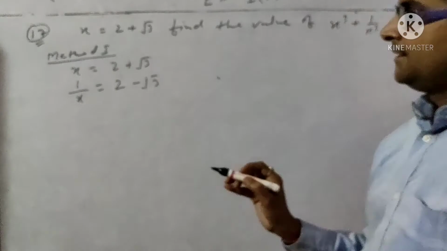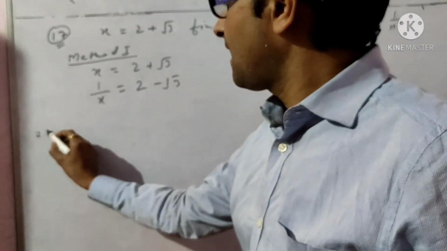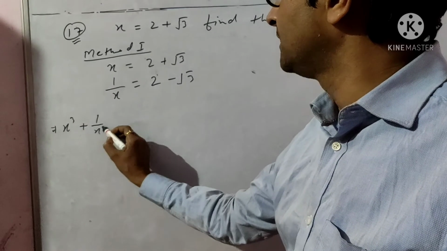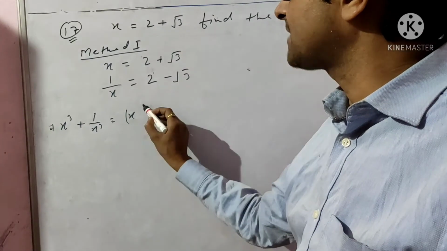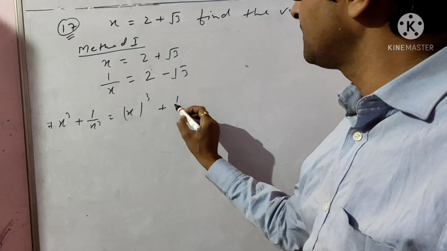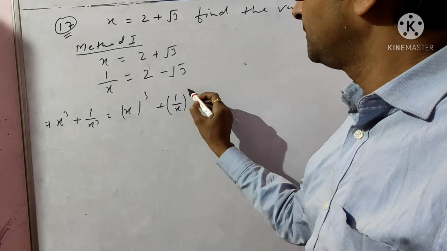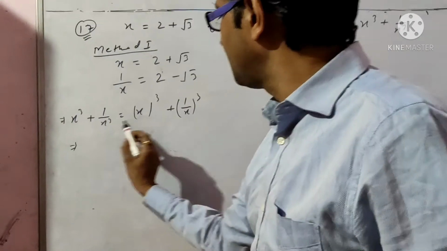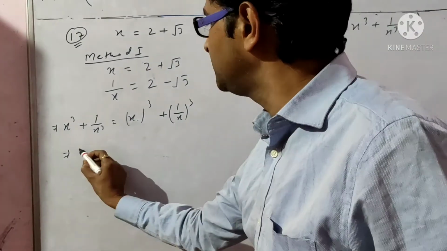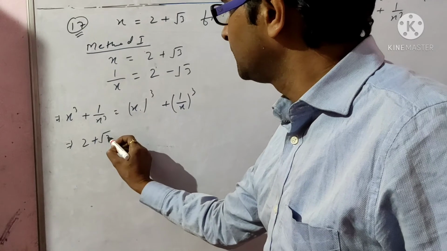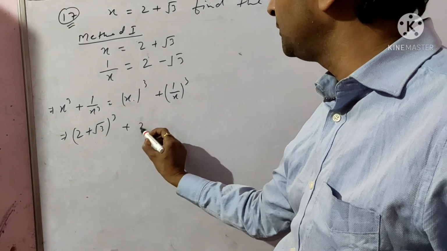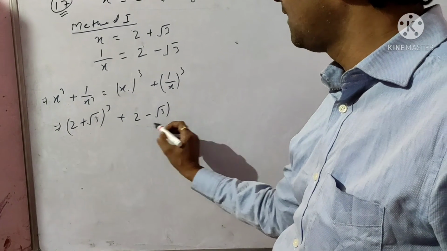Okay, take again x cube plus 1 by x, whole cube. This can be written as x to the power cube plus 1 by x to the power cube. Okay, so a cube plus b cube. So here put the value of x to the power cube. The x value is 2 plus root 3, (2 plus root 3) whole cube plus 1 by x value is (2 minus root 3) whole cube.